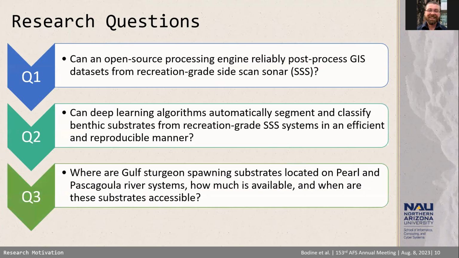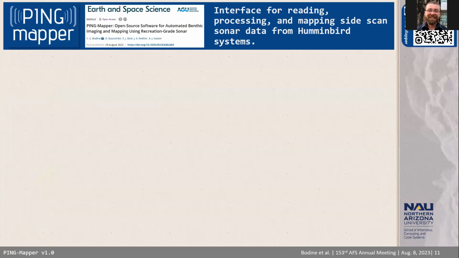The third and final question, which is not the focus of this presentation, pertains to the real-world application methods I'm developing. I'm investigating where Gulf sturgeon spawning substrates are located on the Pearl and Pascagoula River systems in Mississippi, how much is available, and when are these substrates accessible. Now let me show you how the first question has been addressed.